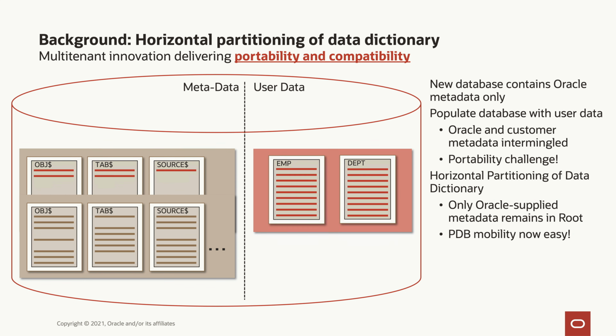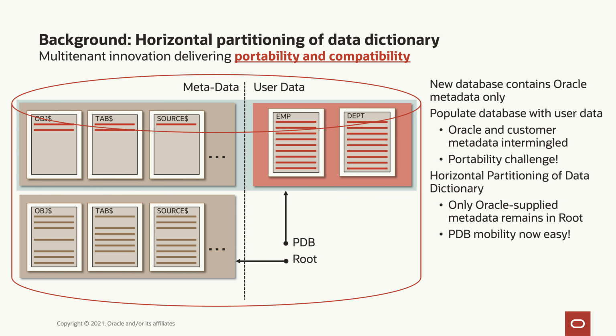To address this requirement, a major innovation of the multitenant architecture is what we call the horizontal partitioning of the data dictionary. We literally create a second copy of the data dictionary in what we'll call the pluggable database. Conceptually, this contains just the definition of the application. The other copy of the data dictionary lives in what we'll call the root, and at a high level, this stores just the Oracle-supplied metadata.